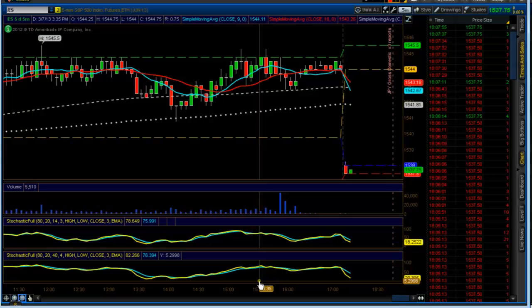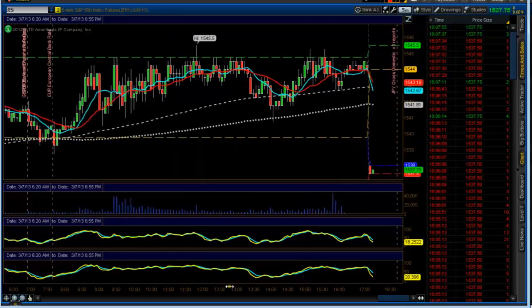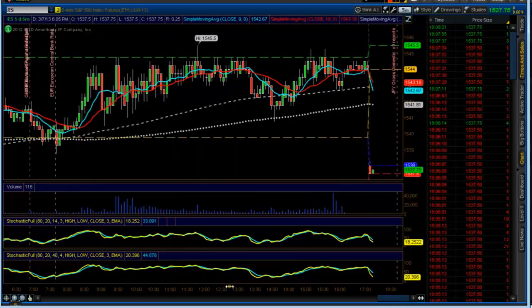Yep. So I've got the 9, 18, 120 on the screen. I also have the 200 on there, too. Okay. So I don't know if there's anything in particular. This is the 5-minute. Well, you can see right where the cross is on your chart. Where the 9 is your light blue and your red is the 18. See right where it crossed over there in that candle?